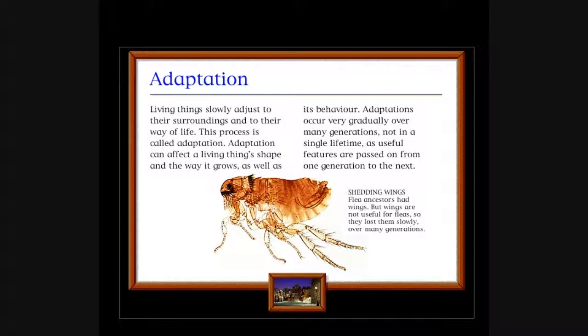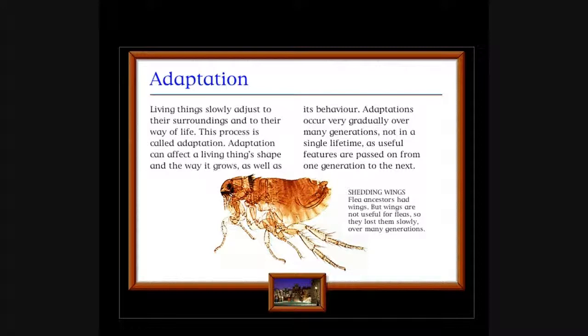Adaptation. Living things slowly adjust to their surroundings and to their way of life. This process is called adaptation. It can affect a living thing's shape and the way it grows as well as its behavior. Adaptations occur very gradually over many generations, not in a single lifetime, as useful features are passed on from one generation to the next.